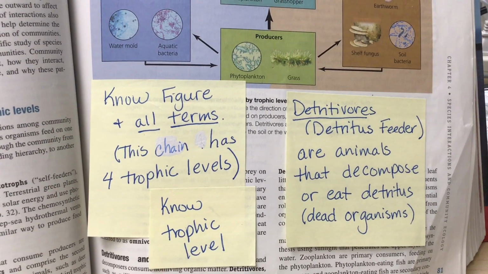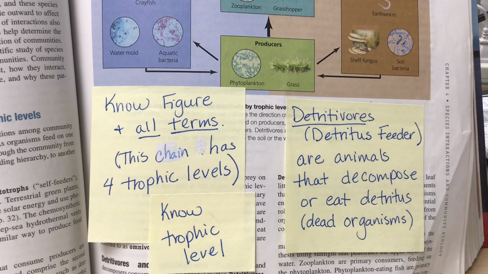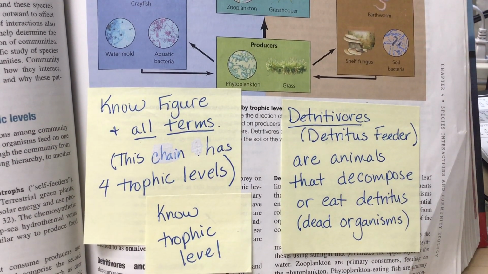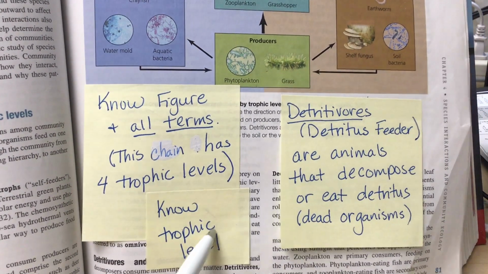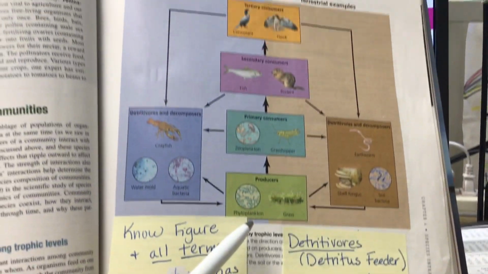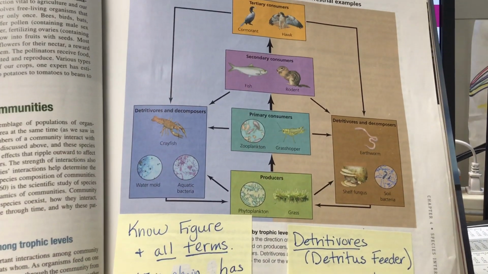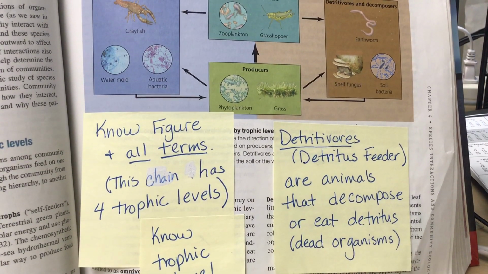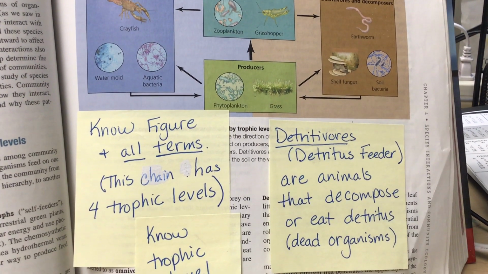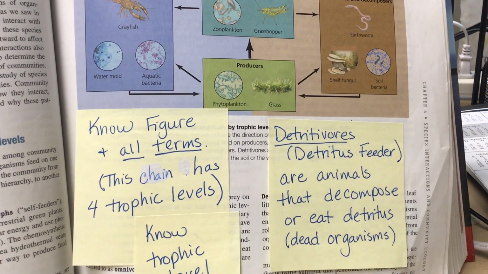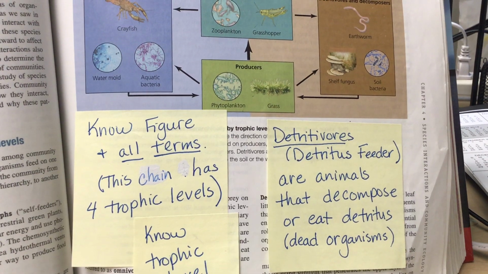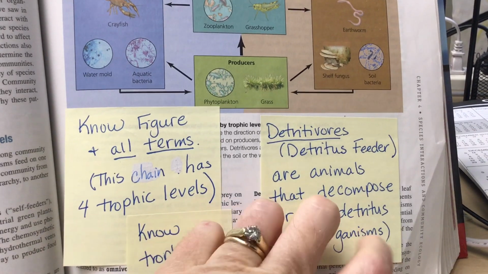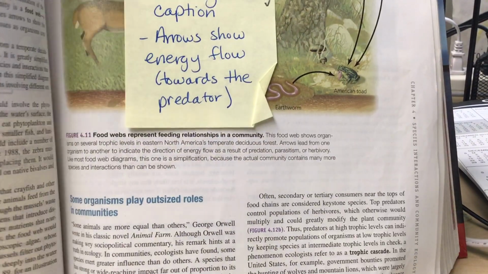So know all the figures and terms for this whole figure, the producers, primary consumers, etc. Know the definition of a trophic level, which is a feeding level. So this has 1, 2, 3, 4 trophic levels. And then know that a detritivore is sometimes called a detritus feeder because detritus means dead particles. And so they're animals that decompose and they eat detritus, which are dead organisms. Plant matter or dead animal matter.